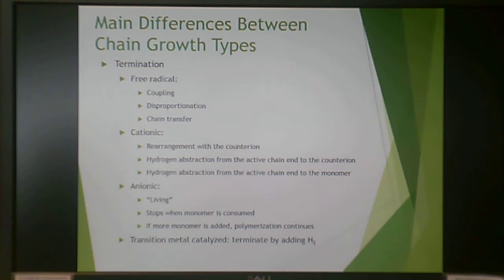Anionic polymerizations are considered living, meaning they only stop when all the monomer is consumed. Now that's in a very, very pure situation. You have to have a very, very pure polymerization reaction for that to occur. But in theory, you can take an anionic polymerization, put it in a jar, stick it on a shelf, and then if you add more monomer, it will continue to polymerize. If it's very pure, that's what it will do. So that's considered fully living. And then transition metal catalyzed chain growth reactions can be terminated by adding hydrogen gas.